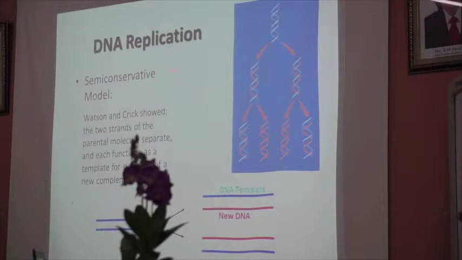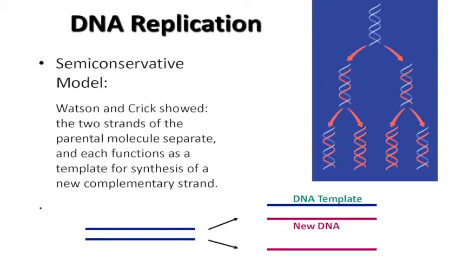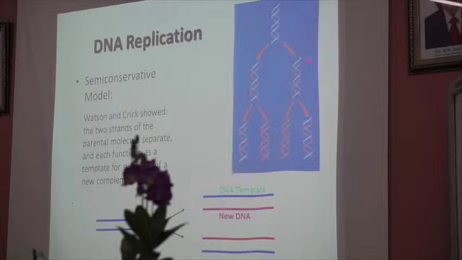Let's see one by one. DNA replication uses the semi-conservative model. This is the whole DNA. They replicate, so 1 double strand DNA becomes 2 double strand DNA.